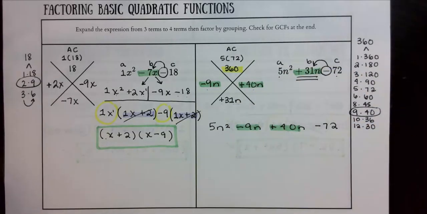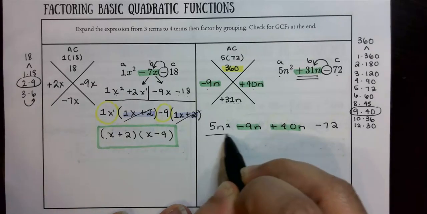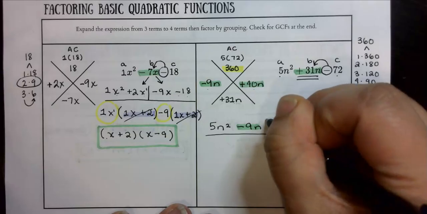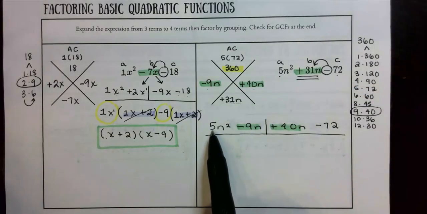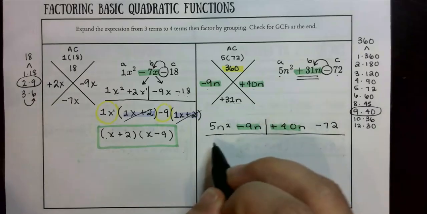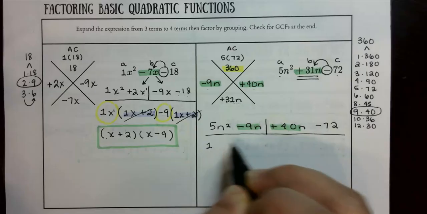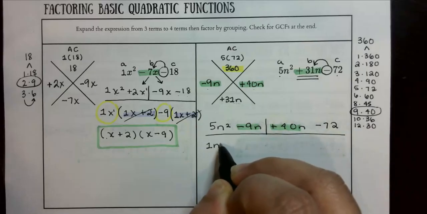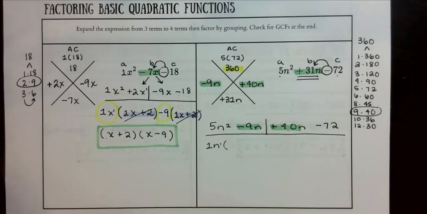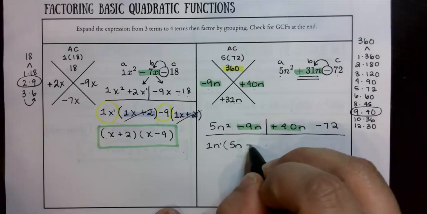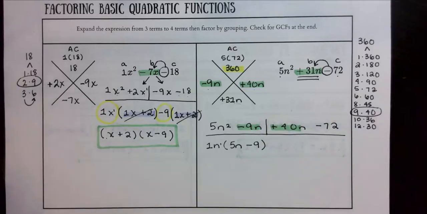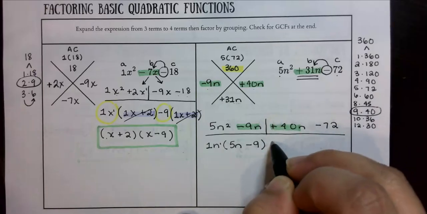So I just want you to know that I replaced this number with these two, like this. Okay, and then from here, I no longer have 3 terms, I have 4 terms. So I'm able to factor by grouping. So I'm going to go ahead and work this one out. The GCD between 5 and 9 is 1, and I'm going to take out 1n. So let's divide and subtract. 5n minus 9.